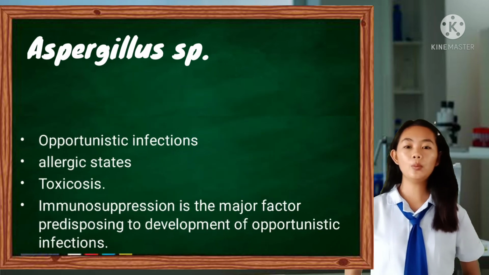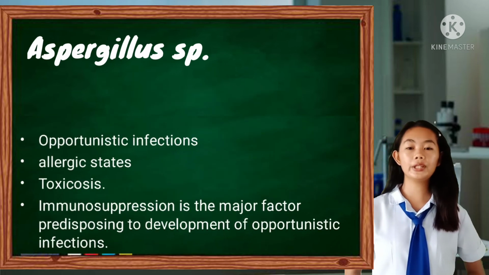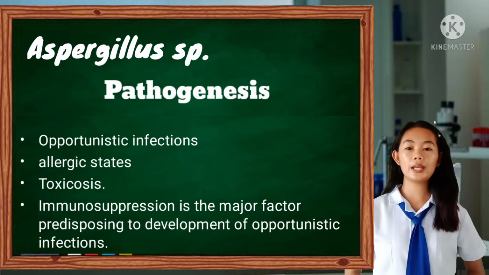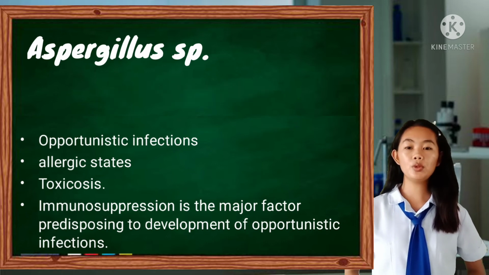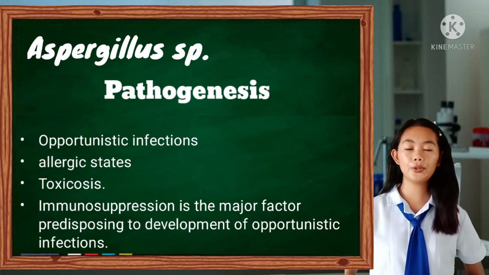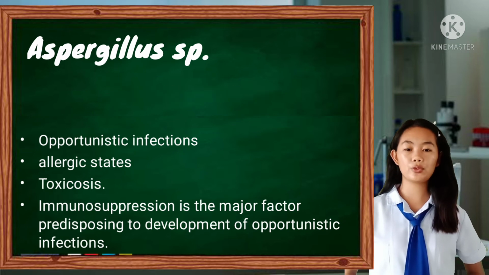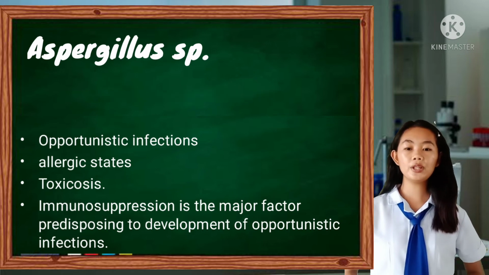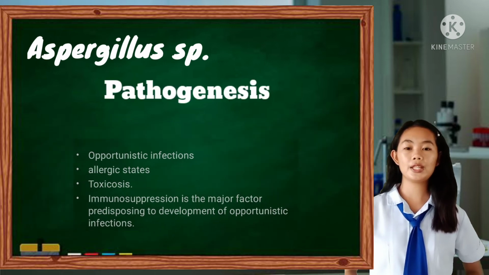Aspergillus species are well known to play a role in 3 different clinical settings in man: opportunistic infections, allergic states, and toxicosis. Immunosuppression is the major factor predisposing to development of opportunistic infections. These infections may present in a wide spectrum, varying from local involvement to dissemination, and as a whole are called aspergillosis. Among all filamentous fungi, Aspergillus is in general the most commonly isolated one in invasive infections.